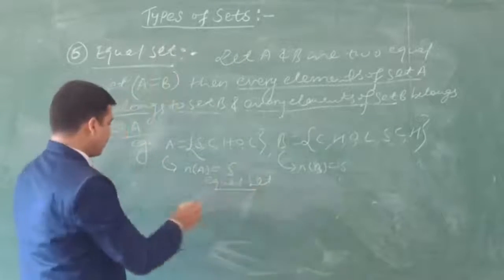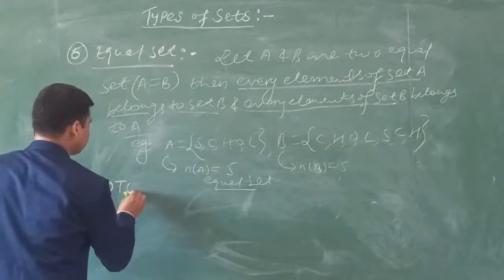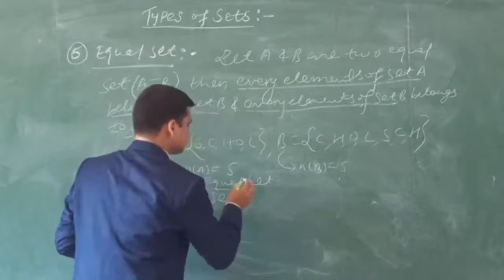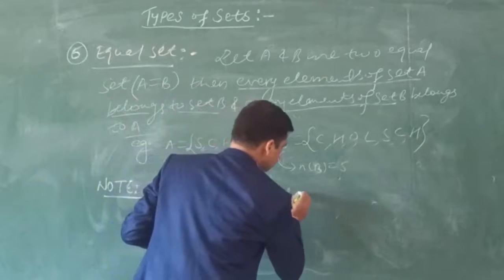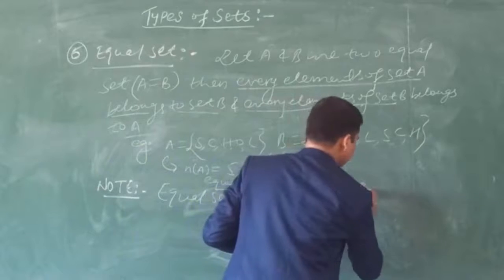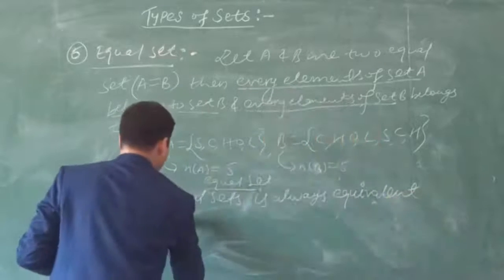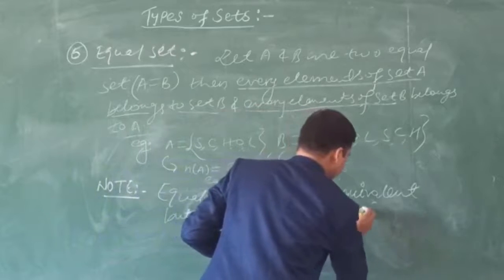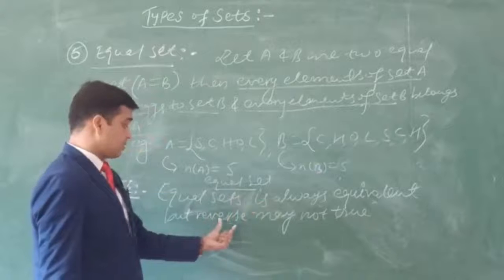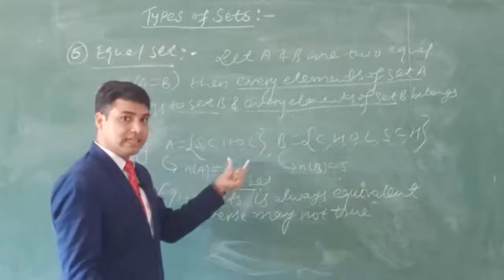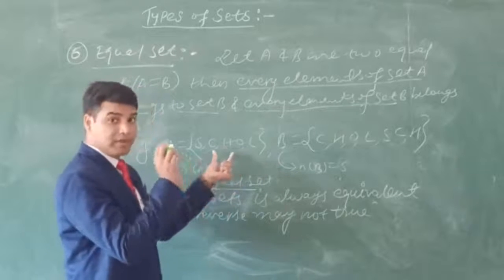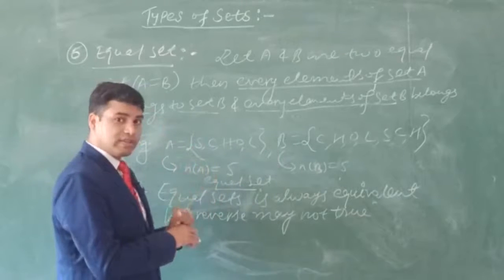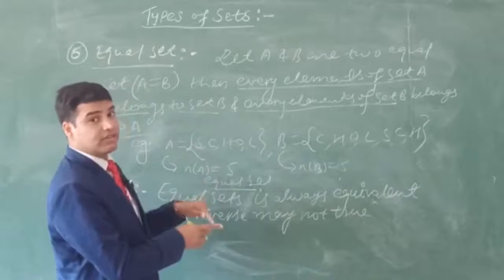Okay, so we can write one note here: equal sets are always equivalent, but the reverse may not be true. What is the meaning of this? Equal sets have the same number of elements. For equivalent sets, we only need to compare the number of elements. If the number of elements is the same, then we can say this is equivalent. But an equivalent set cannot necessarily be equal. An equal set can be an equivalent set.